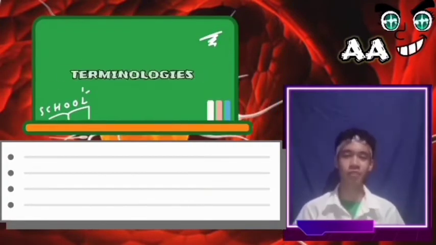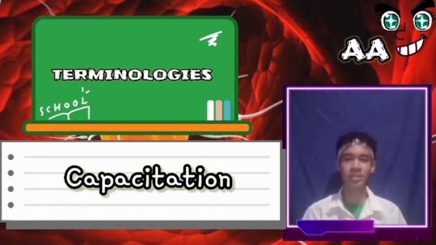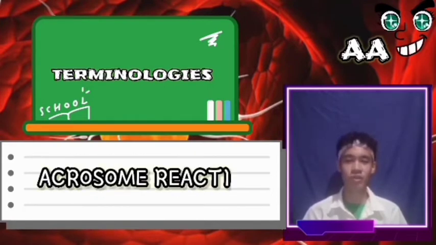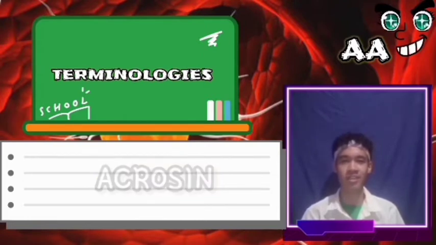Before proceeding to the four stages of fertilization, here are some terminologies used in the fertilization process. We have capacitation, the process by which the sperm becomes capable of fertilizing an egg. We have the acrosome reaction, a regulated exocytotic event in which an apical vesicle in the sperm head fuses with the sperm plasma membrane. The acrosome reaction is triggered in response to egg factors. We have acrosin, a serine protease released during the acrosome reaction.